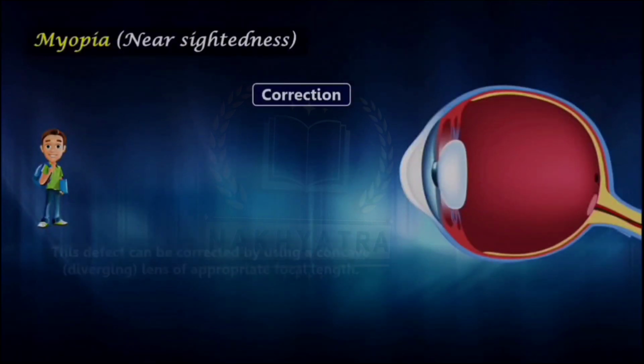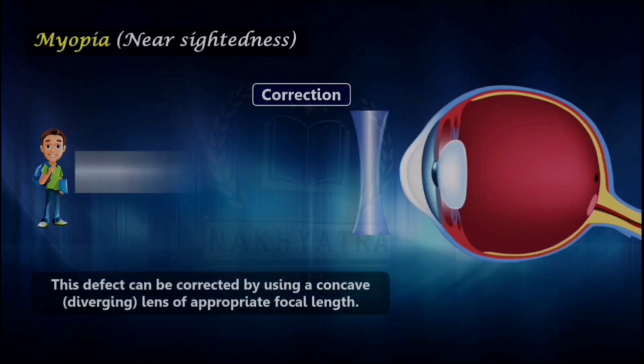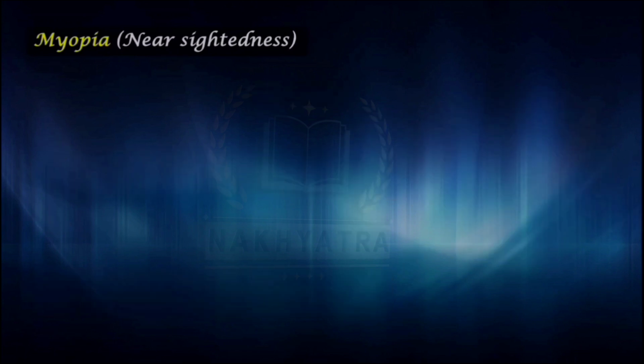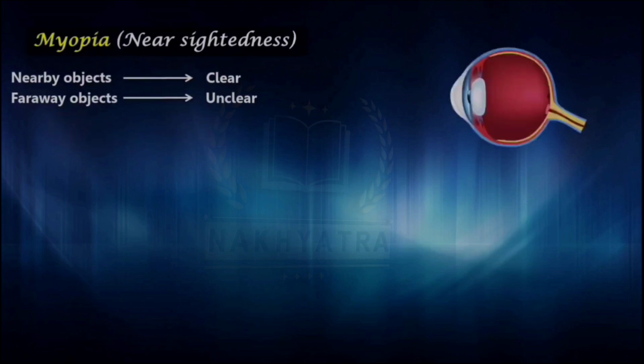Now see the correction. This defect can be corrected by using a concave lens of appropriate focal length. So by using a concave lens of appropriate focal length, this myopia can be corrected. Alright, now in case of myopia, nearby objects are clear, whereas faraway objects are unclear.